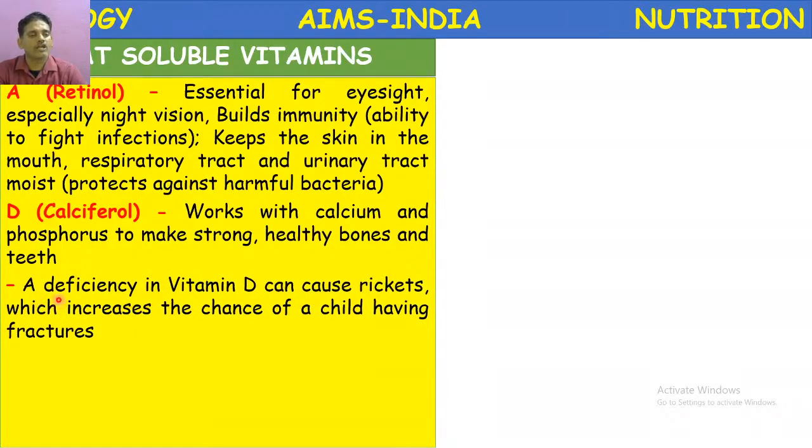Next, what are the functions? Deficiency of vitamin D can cause rickets, which increases the chance of a child having fractures. So that's why you have to get up early, before 6:30 or 7 in the morning at least, and take a sun bath.